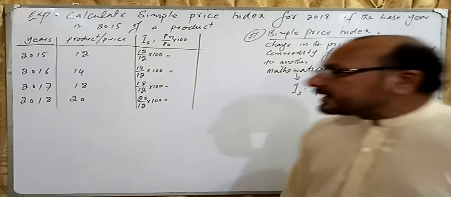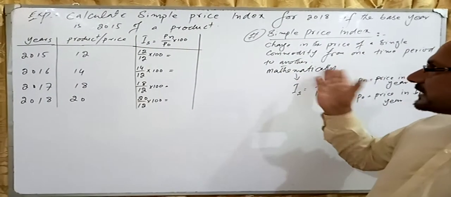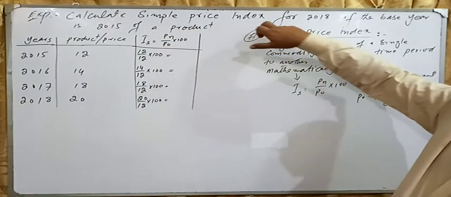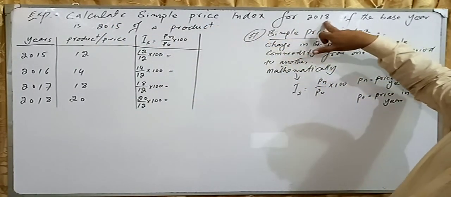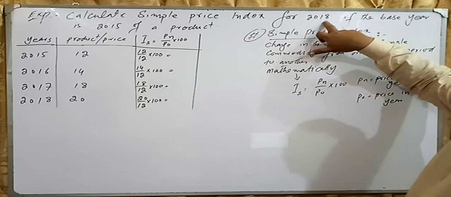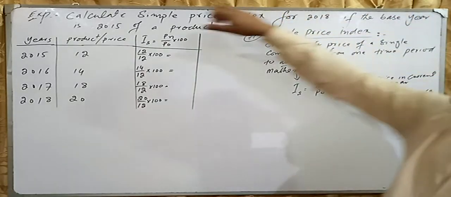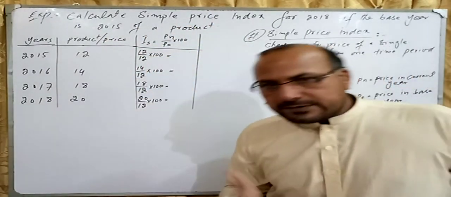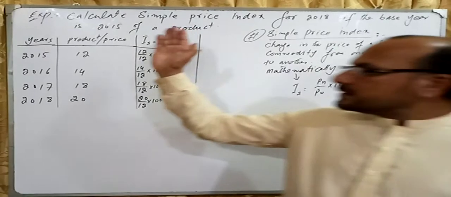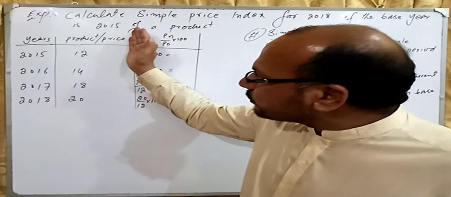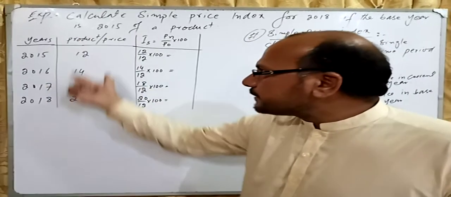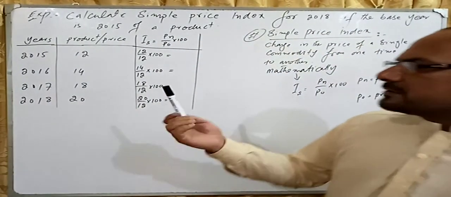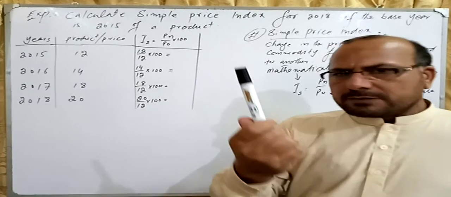Now we have an example related to this topic. In the example, it is given: calculate the simple price index for 2018, if the base year is 2015, of a single product. So this is basically the given question, with years and prices. For the product name, you can give any name, for example, a marker.